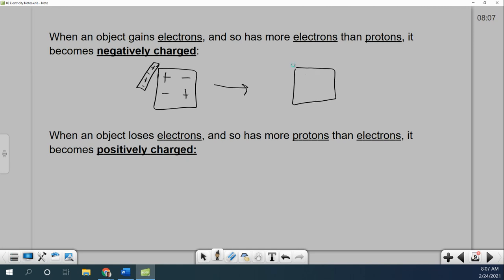So my object ends up, it still has the positive charges, but the positive charges haven't gone anywhere, they're just swamped with negatives. When an object gains electrons, it ends up with more electrons than protons, and remember electrons are negative, protons are our positives. That's what we call negatively charged. So if an object gains electrons, it's going to be negatively charged. Now, same object. So these are like electrons transferring on.